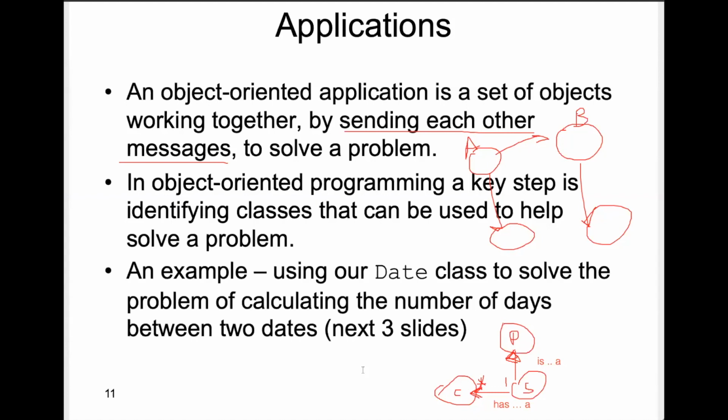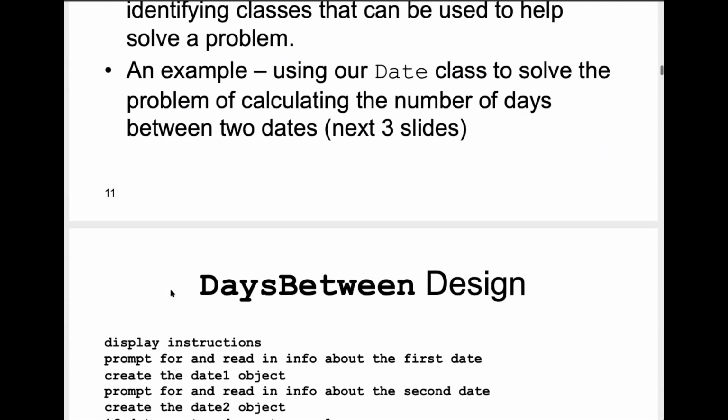So in a software application, you have both is-a relationships and has-a relationships. A has-a relationship typically specifies either composition or aggregation. So what does that mean? All of this means that you have lots of these objects and they're associated by different types of relationships, and these relationships define what a software application is. For example, using our date class to solve the problem of calculating the number of days between two dates, in the next three slides we're going to illustrate how this application works using these date objects and many other objects you can create. Okay, so let's move on to the next page.